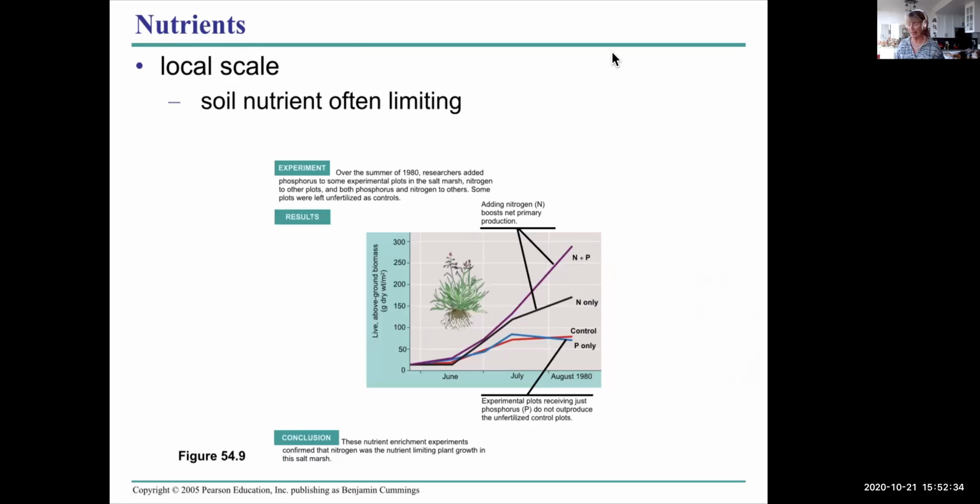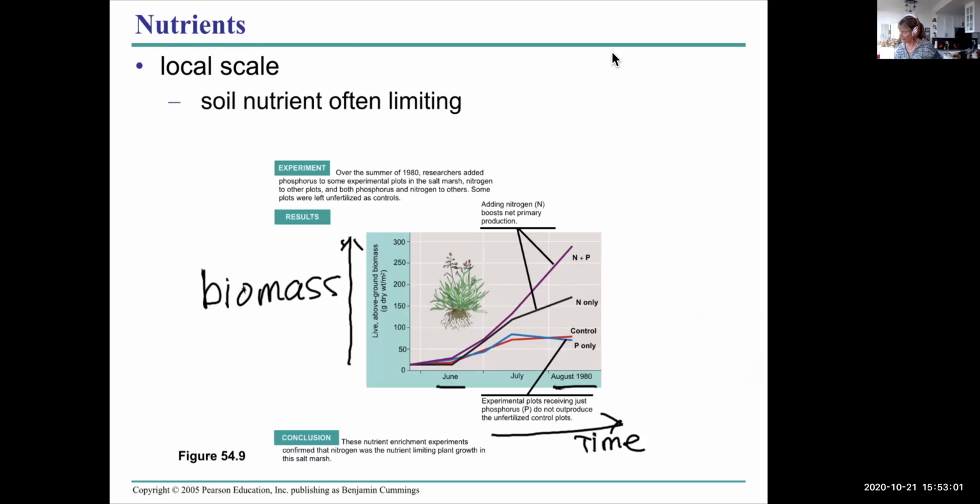Nutrients on a local scale, as we saw with the lakes, some soil nutrients can be limiting. So this is a study of phosphorus in a salt marsh. So this shows biomass on the y-axis and time on the x-axis. So it's June, July, and August. The study was done quite a long time ago, 1980.